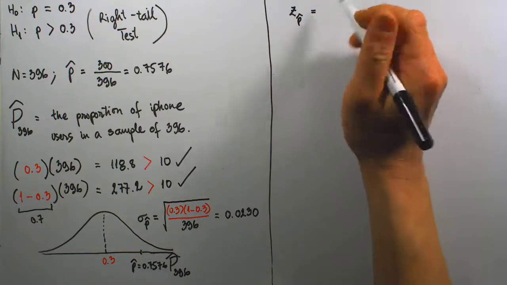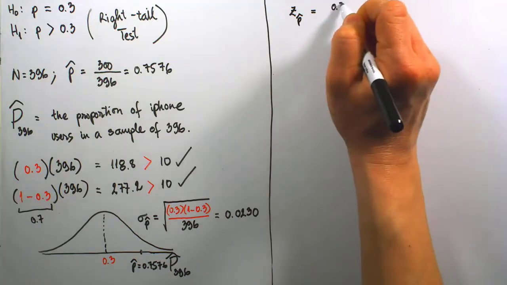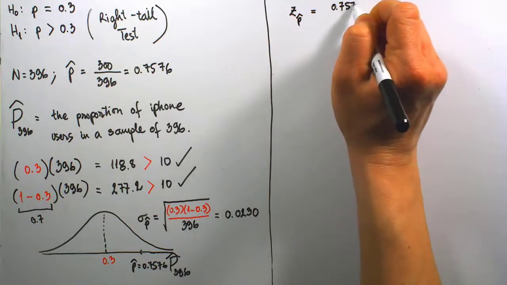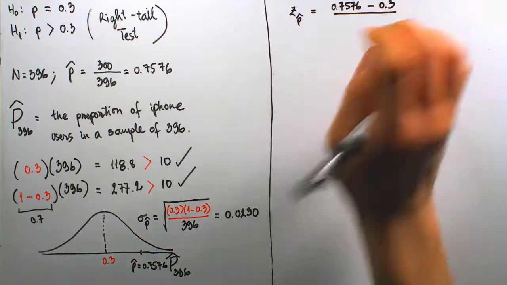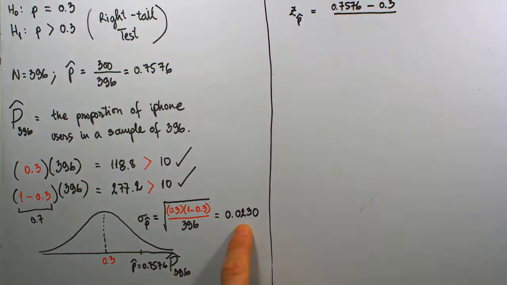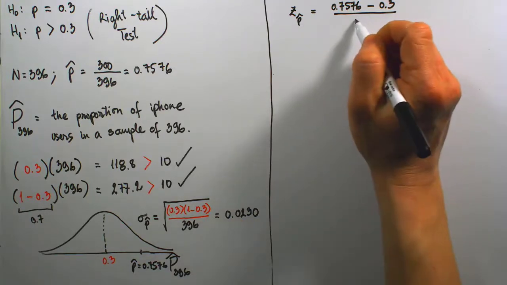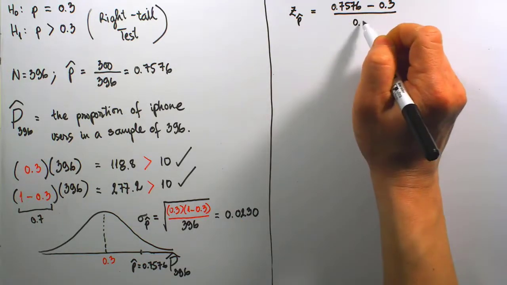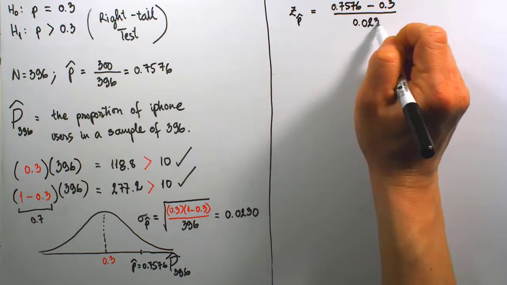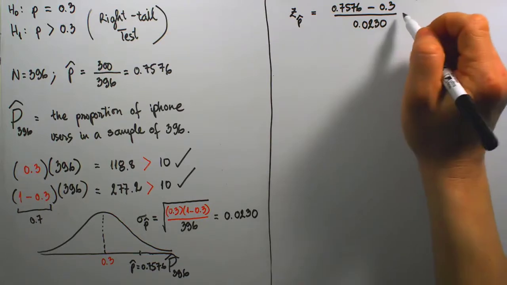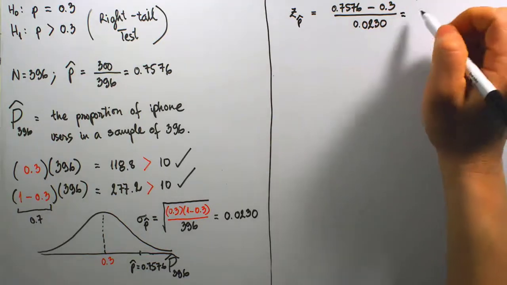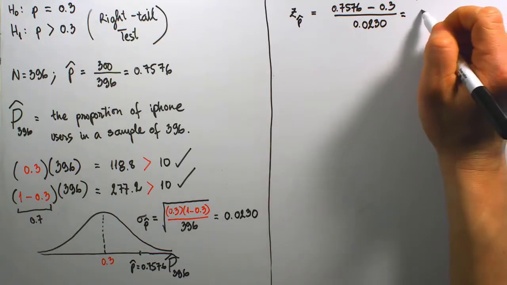So the z-score here is 0.7576 minus 0.3, and we're dividing by the average spread, the standard deviation on this bell curve, the value already calculated to be 0.0230. So I'm dividing that difference here by 0.0230. Calculation of mine showed a z-score being positive 19.9.